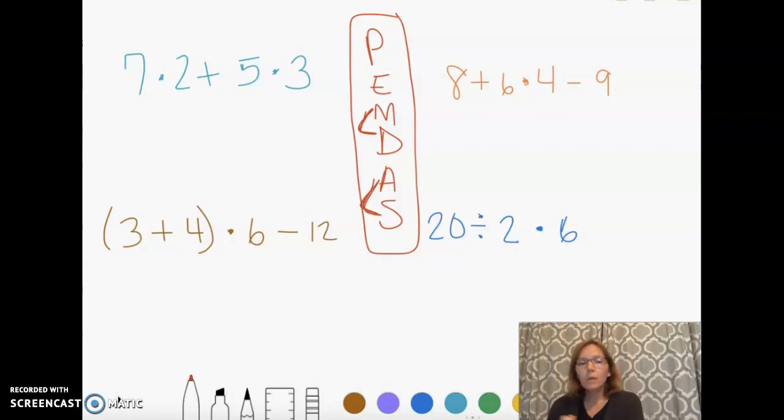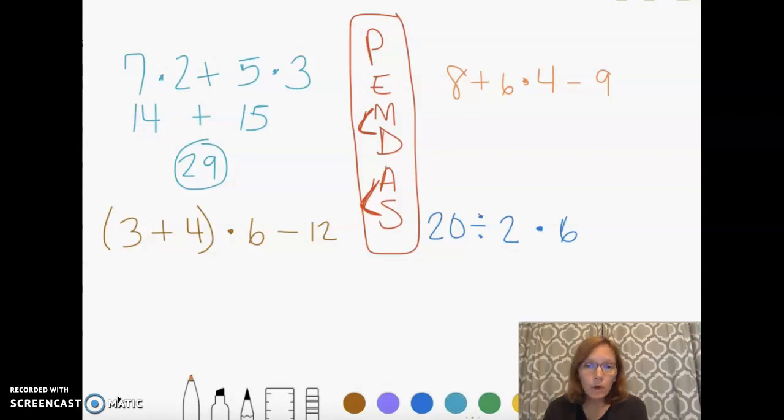All right, so I'm going to look at my first problem. I have 7 times 2 plus 5 times 3. I have to do the multiplication first before I add. So I'm going to do 7 times 2, which is 14, and 5 times 3 is 15. And then I can bring down that plus sign in the middle. And now I can add 14 plus 15, which is 29. Let's go to the next one.